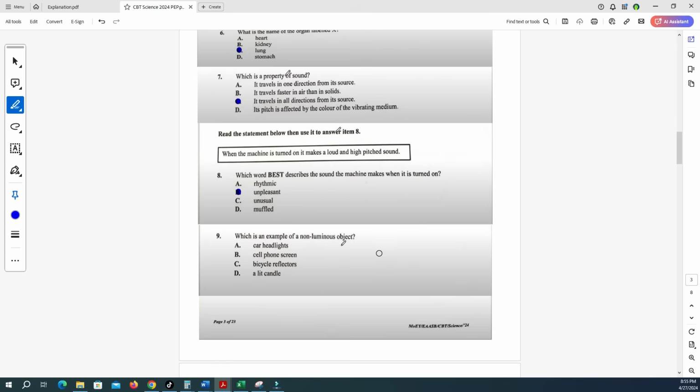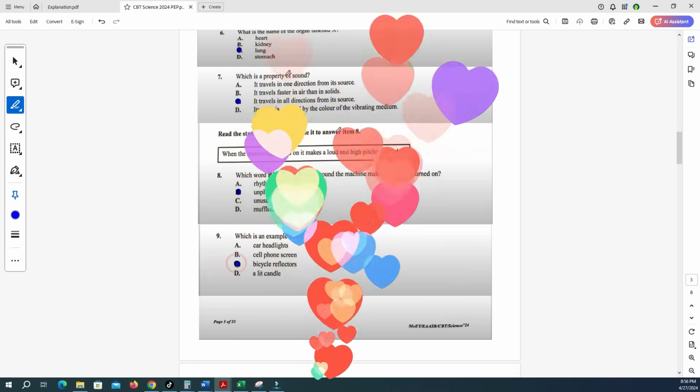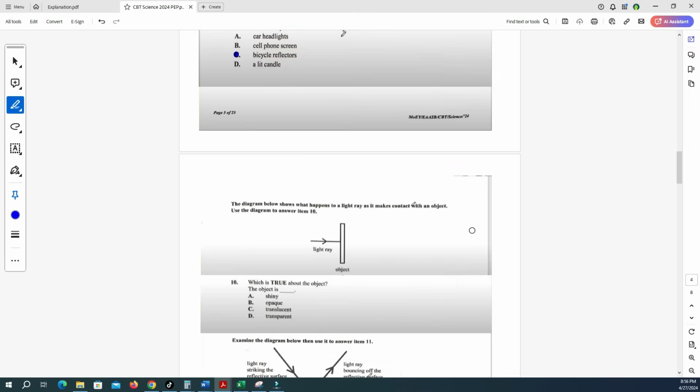All right. Which is an example of a non-luminous object? Objects that bring their own light are luminous. So the car headlight has its own light. The cell has its own light. The bicycle reflector actually is a reflector, so it's not. It's definitely that one. There you go. So I would say bicycle reflector.